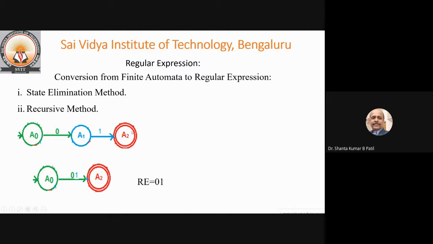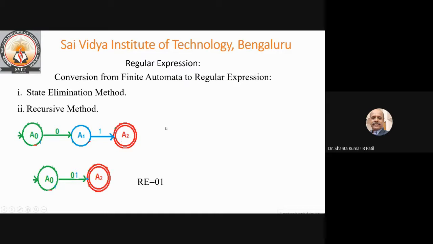For example, you can take the finite automata A0, A1, A2. So this is the eliminating state. We can eliminate all the intermediate states keeping the initial state and the final state, because a finite automata consists of one initial state and a minimum of one final state.